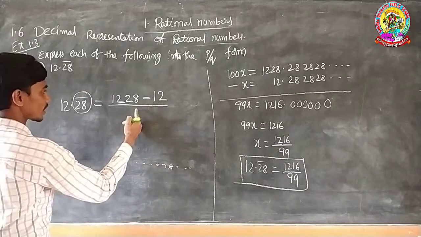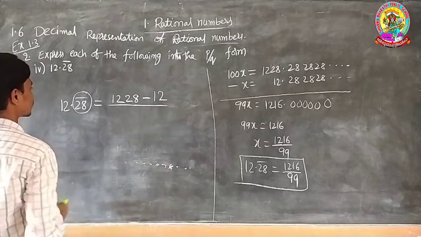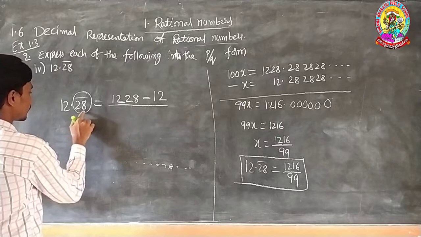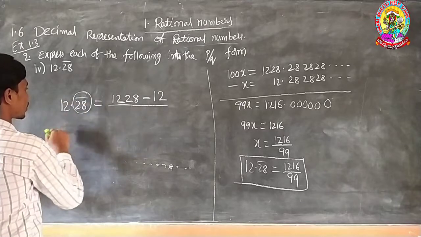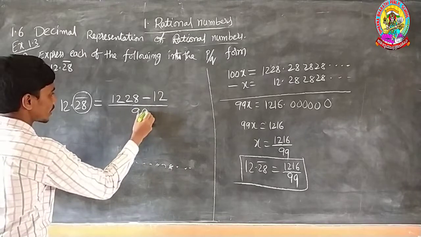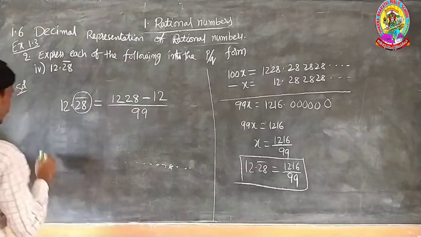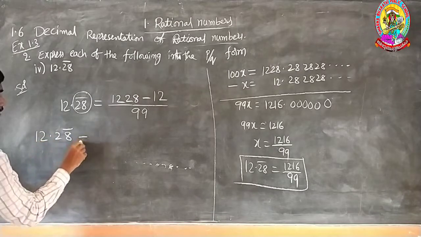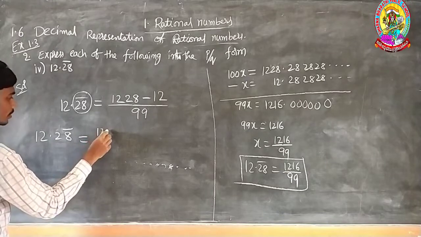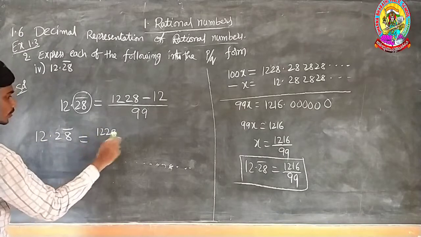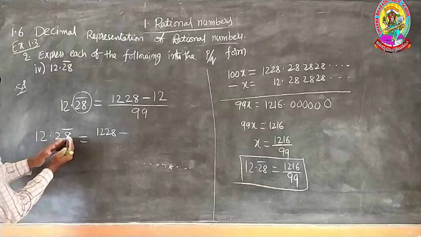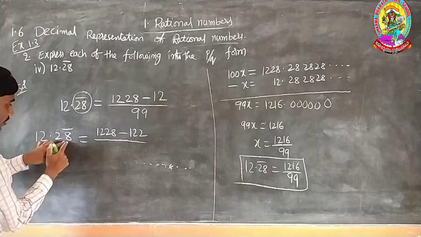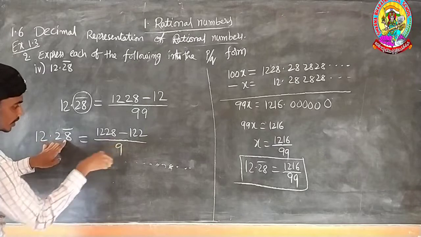Here the denominator contains 9s; only 2 numbers have the bar, so that's why you should keep 2 9s. Or another case, the number is like this, 12.28 bar, which means you should write the entire number 1228 by removing the point, 1228 minus the number before the bar, which is 12. Here the bar consists of only one number, so write 9.